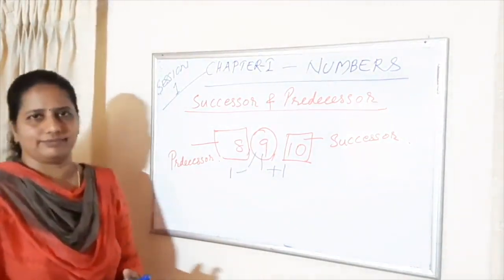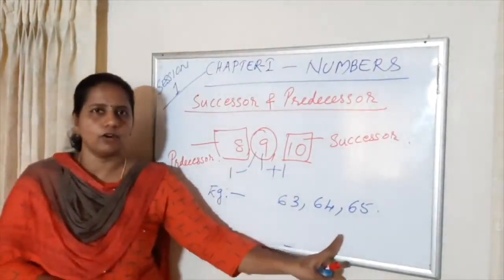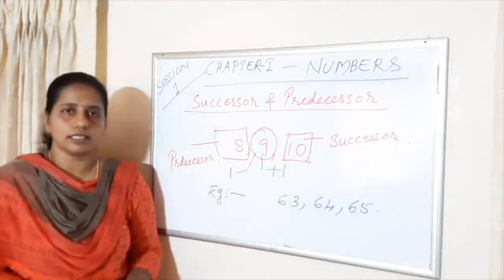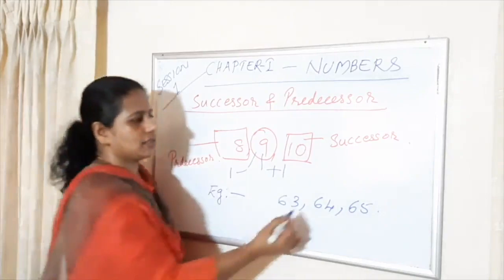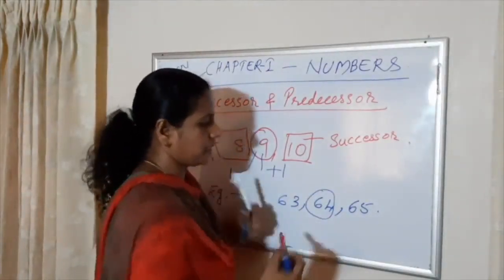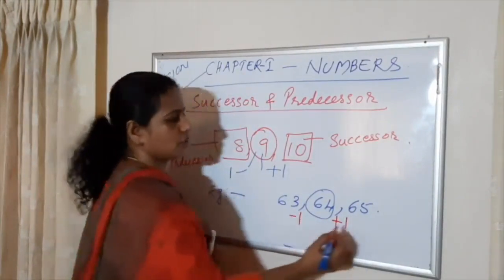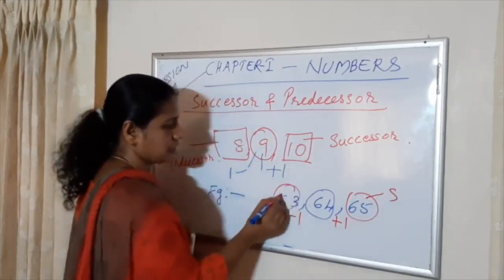Clear? Now look at an example: 63, 64, 65. Tell me which is the successor and which is the predecessor. Yes, successor is plus 1 and predecessor is minus 1. So 65 is the successor and 63 is the predecessor.